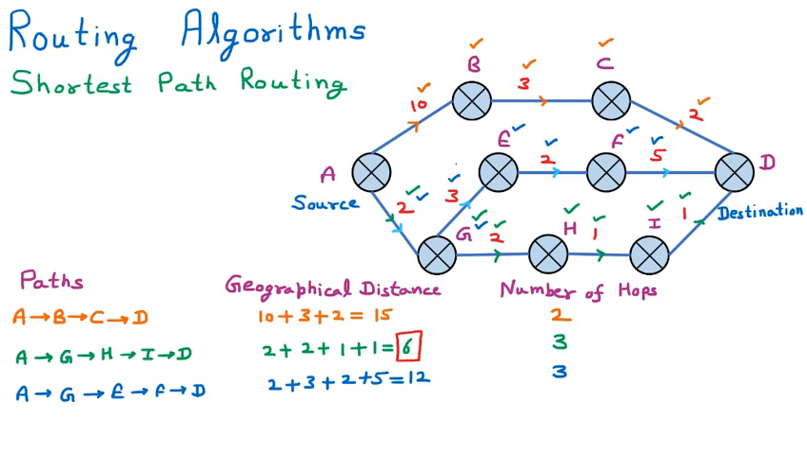Now if we go as per the number of hops, obviously 2 is the lesser. So that depends on what our criteria is. If we want the distance to be shorter, then obviously the second path is better because that path has 6 as the smallest distance. Now if we go with the number of hops, assuming the number of routers should be less, then the first path is better.